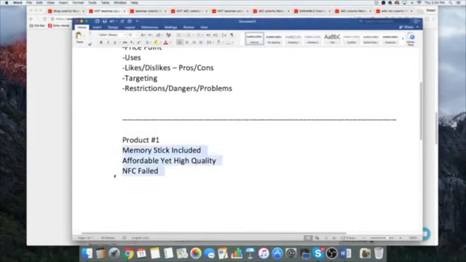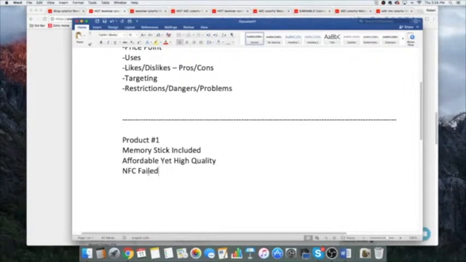This is what we learned, just 3 things that we didn't know ahead of time. A memory stick can be included and will be included because people are liking it. It's making them happy. It's affordable yet high quality. So even though it's got a low price, people are really liking the quality of it. It's up to par to something that people with high quality standards would like, I guess.